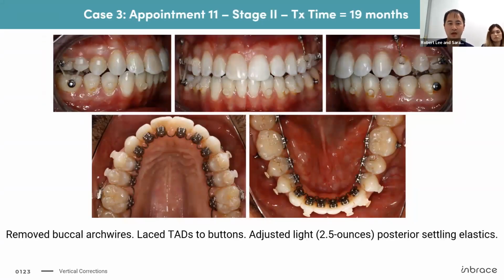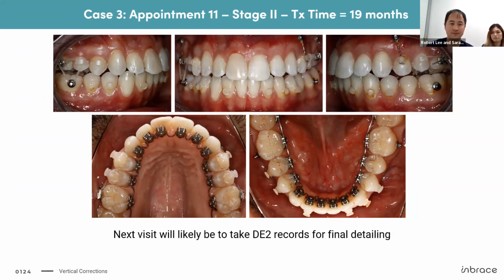In the next visit, I felt pretty good about the position of the upper right 6 and the upper left 4. You can see that there's been some good intrusion. So we went ahead and laced the TAD to them. And then we're continuing those settling elastics to extrude the lower into the upper arch.